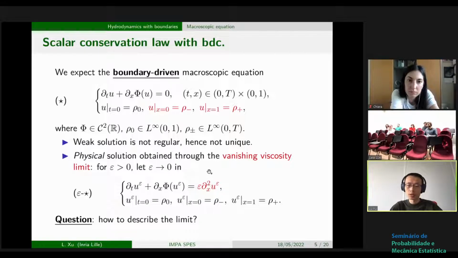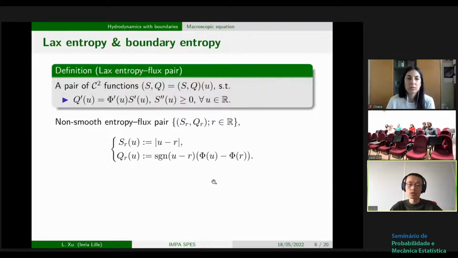Okay, so to define this limit, we need to introduce the concepts of Lax entropy and boundary entropy. Lax entropy is a well-known concept. It says that if I have a pair of C2 functions, S and Q, then S is the entropy and Q is the flux associated to this entropy.